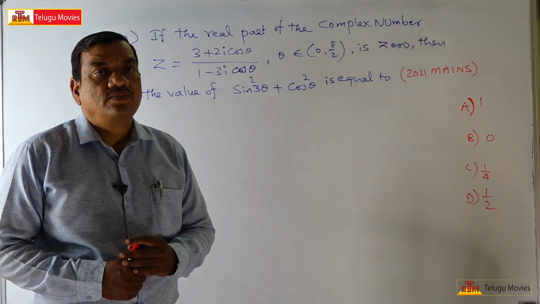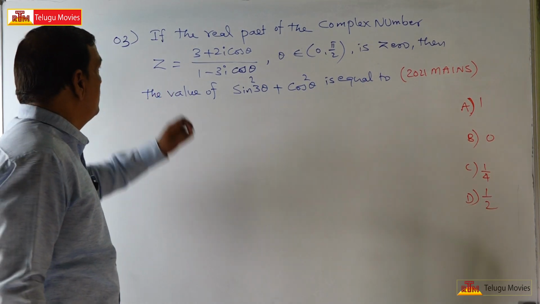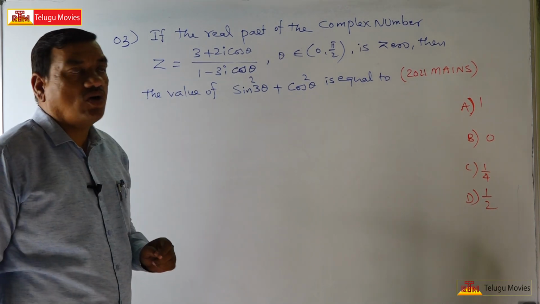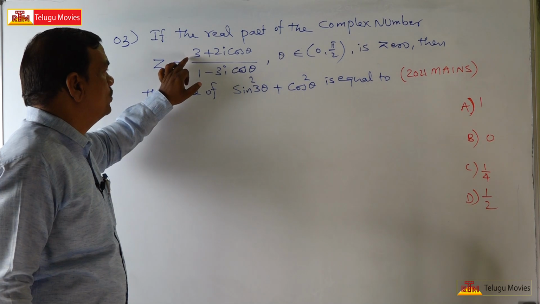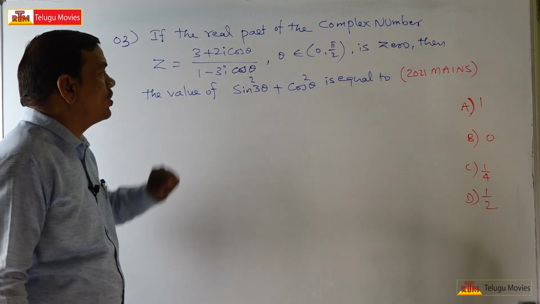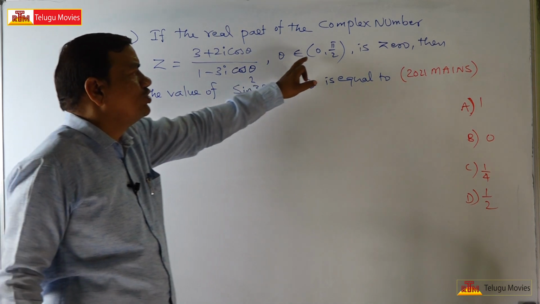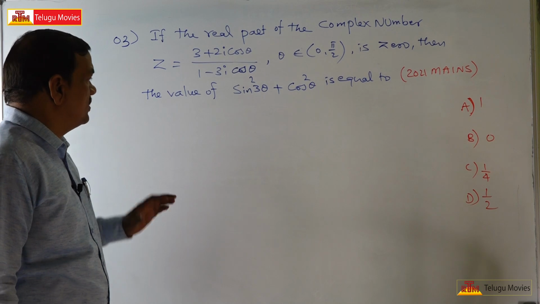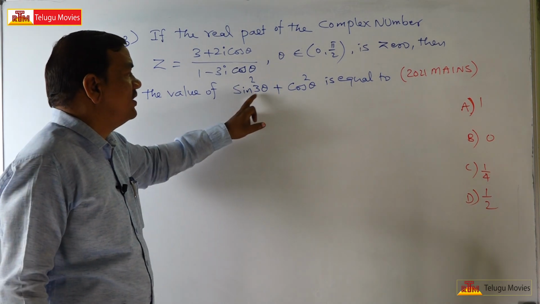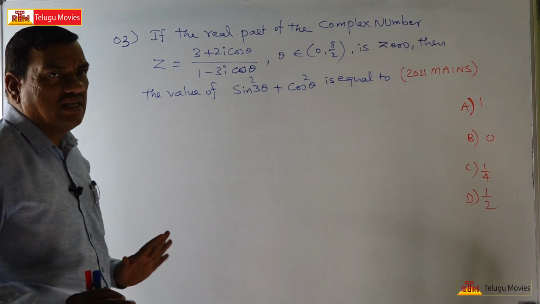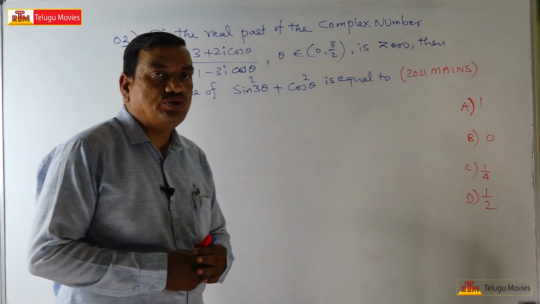Dear students, let us see the third problem. If the real part of the complex number z is equal to (3 plus 2i cos theta) upon (1 minus 3i cos theta), where theta belongs to (0, pi by 2) and the real part is 0, then the value of sin square 3 theta plus cos square theta is equal to. So a very easy problem it is. It was asked in 2021.